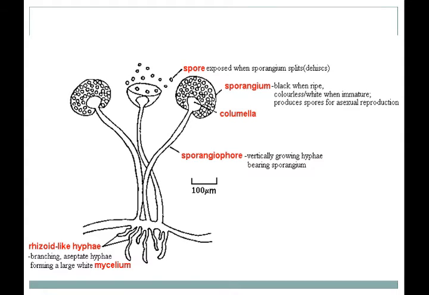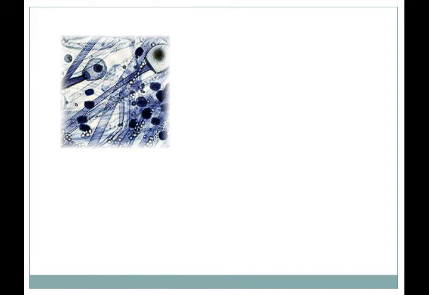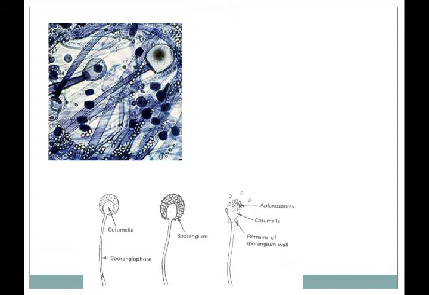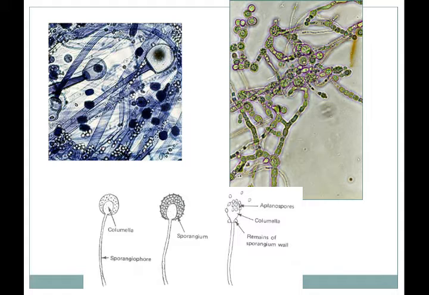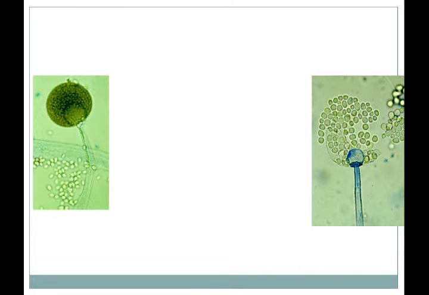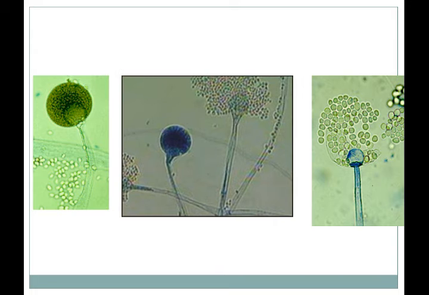Here is a mucor. A mucor would have a lot of spores contained within a sporangium. The sporangium is black when ripe, and when immature, it is colorless and white. They produce spores for asexual reproduction, and they are connected to the hyphae by a sporangiophore. Here you can see spores which are contained in a sporangium: a sporangium which is still intact, a sporangium which has burst, and both of them.